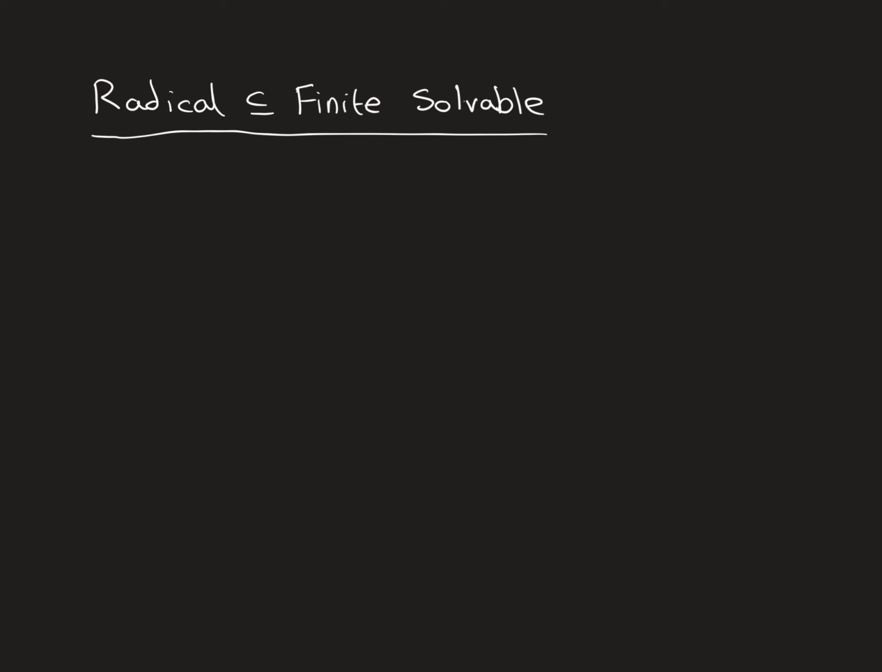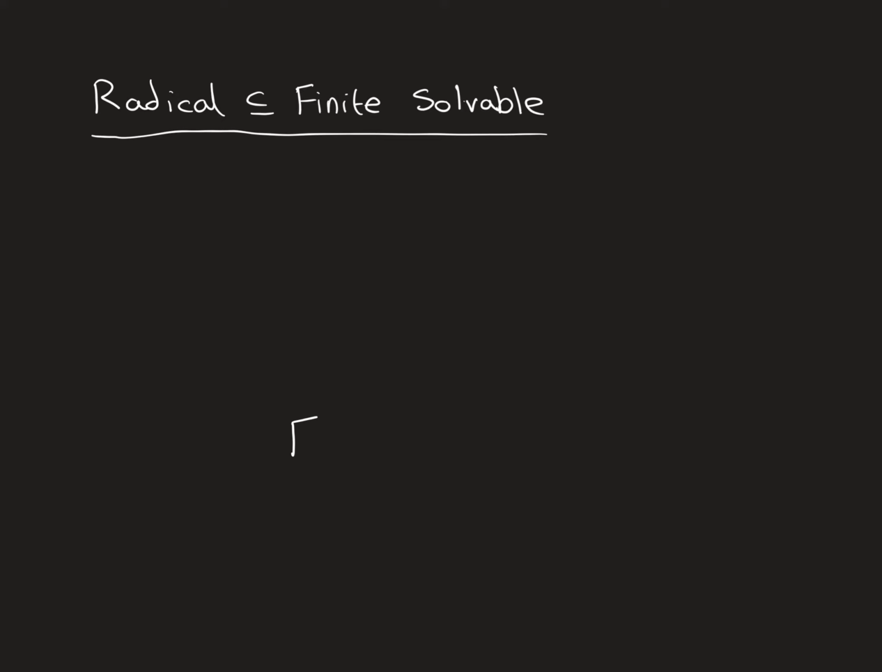So "radical is always contained inside finite solvable" is the title for this video, in the case of characteristic zero fields. And if you remember, we used this in that video on solvability by radicals to get Galois' characterization of when a polynomial is solvable by radicals over a characteristic zero field. So let's crack on with proving this. Now that we've studied cyclotomic extensions, solvable extensions, and Kummer extensions, this is actually quite easy. It's quite beautiful.